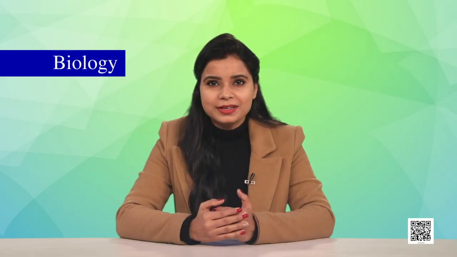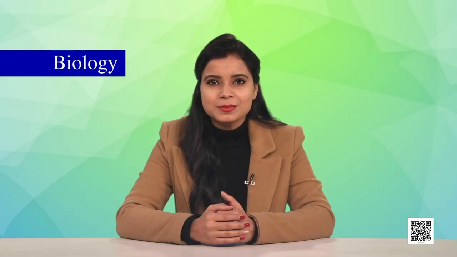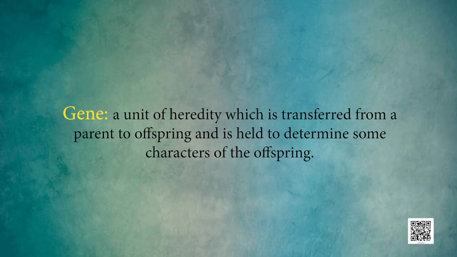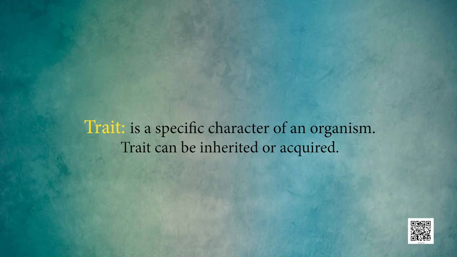Before moving forward, let's understand some important terms that will be used in this topic. Inheritance: passing on of traits from parents to offspring, either through asexual or sexual reproduction. Gene: a unit of heredity which is transferred from a parent to offspring and is held to determine some characters of the offspring. Trait: a specific character of an organism.